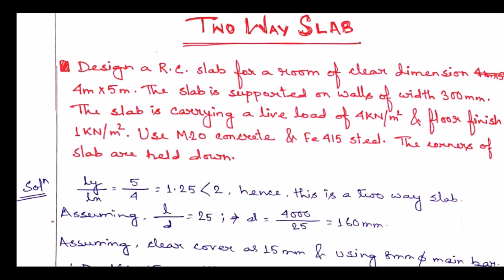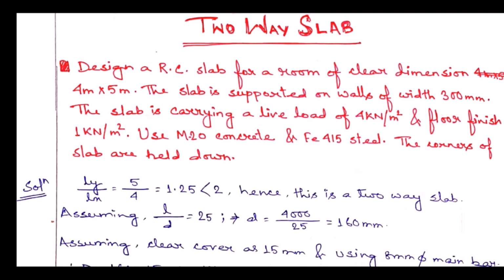So let's start to solve the problem. Ly by Lx is equal to 5 meter by 4 meter. Ly is longer span, that is 5 meter given in question, and Lx is shorter span, that is 4 meter, that is also given in question. That is equal to 1.25. So this is less than 2. That means this is a two-way slab. We have to design the slab as two-way slab.